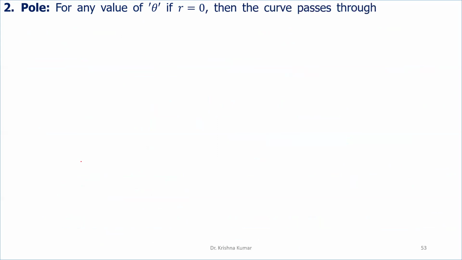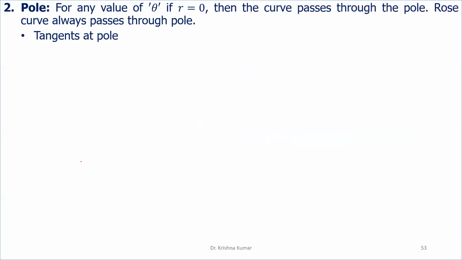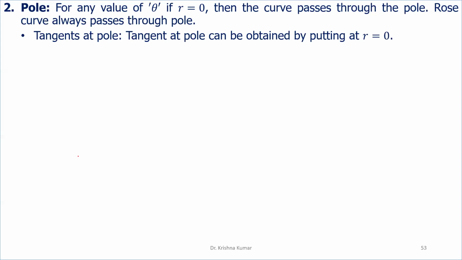Let me go ahead to the next point: pole. We know that for any value of theta, if r becomes 0, then we say that the curve passes through the pole. So this Rose curve always passes through the pole, because we can get a value of theta for which r equals 0. Next is the tangent at pole. So how to get the tangent at pole? The tangent at pole can be obtained by putting r equal to 0. We just put r equal to 0 and we are able to get the tangent at pole.